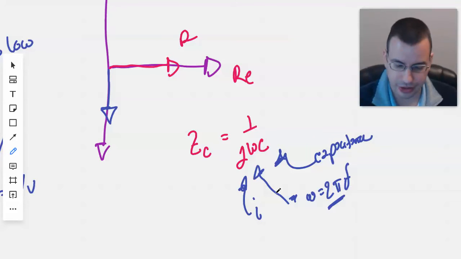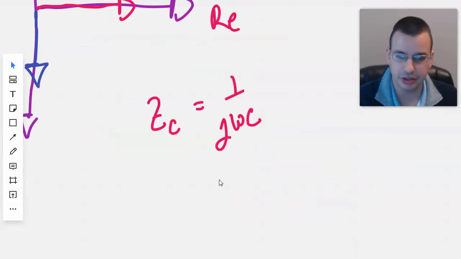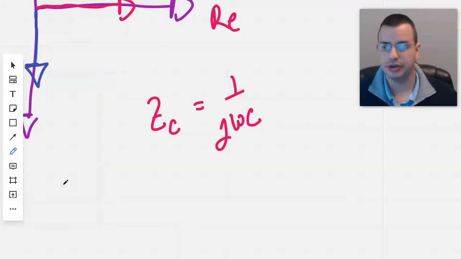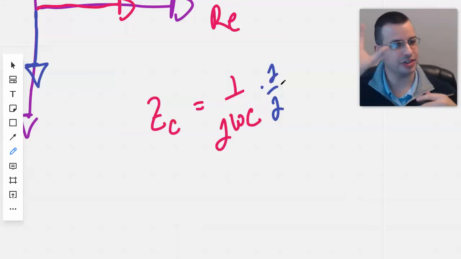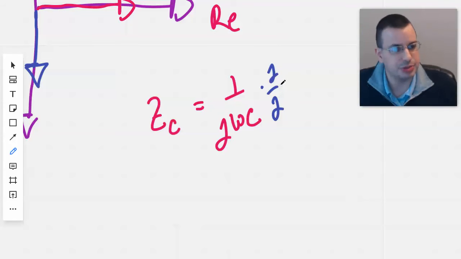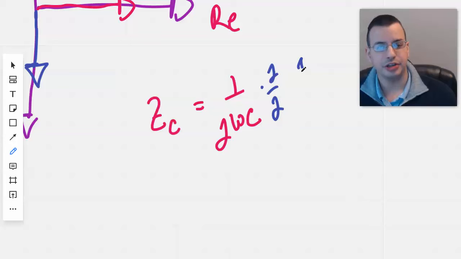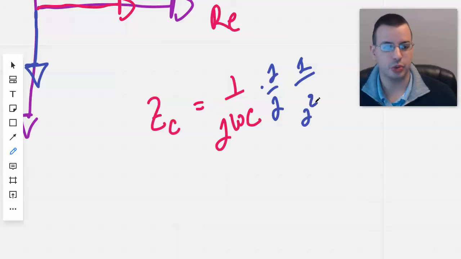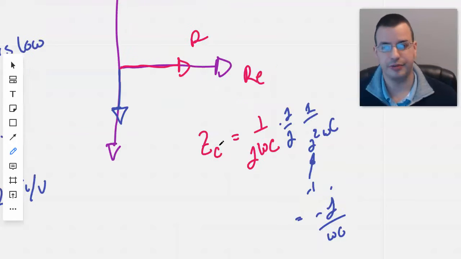And one thing you can think about with this equation, we take this equation and we multiply it by j over j, which is just 1. If you have the numerator and the denominator the same, it's the same as multiplying by 1. And you can always multiply by 1 in life, mostly. You get j over j squared omega C. This j squared becomes -1, and you get negative j over omega C.